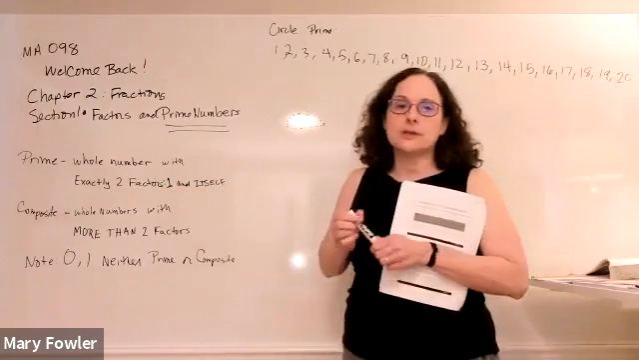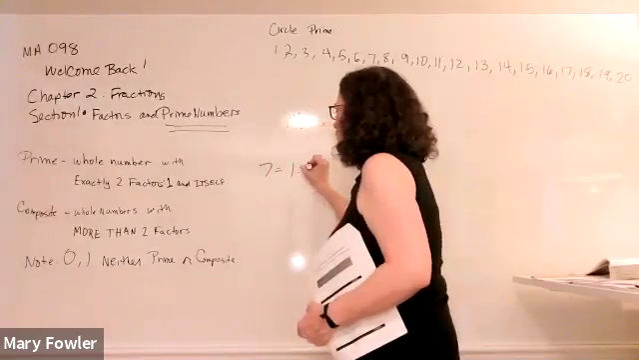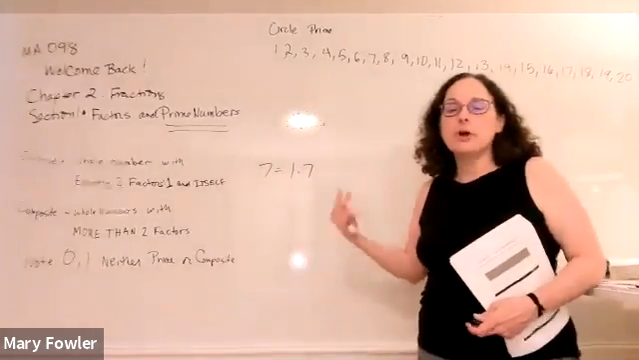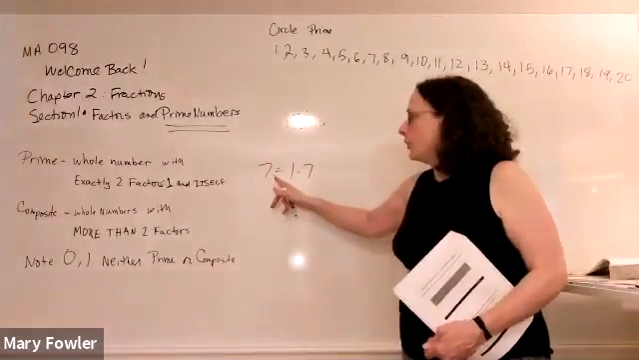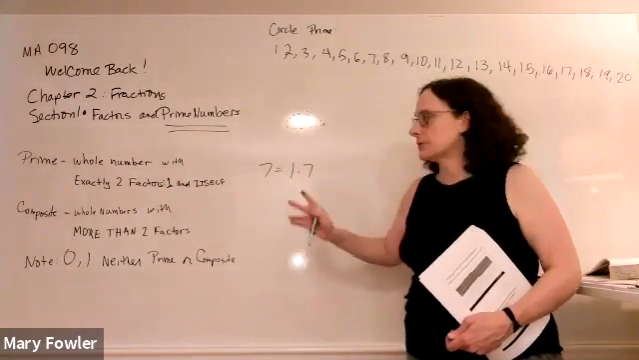I'm just going to put an example of a prime number here, 7, which is just 1 times 7, and no other whole numbers go into 7: 2, 3, 4, 5, 6, okay?